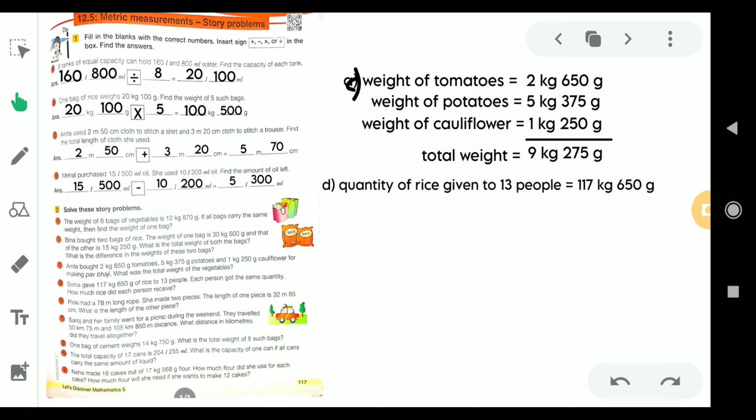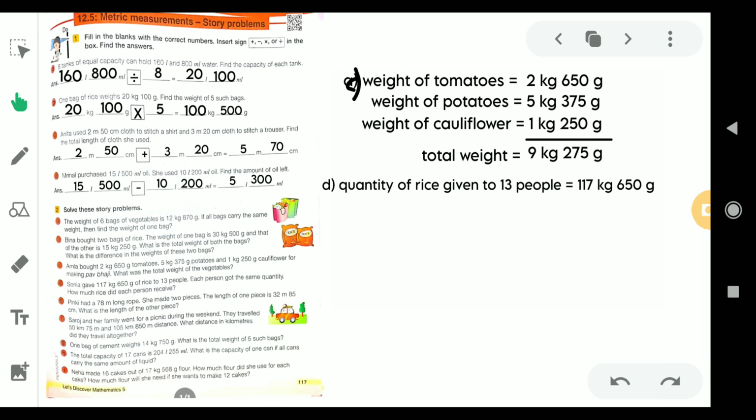by each person? So the quantity of rice given to 13 people is this much, that is 117 kg 650 gram, and the quantity of rice received by each would be, we have to divide this total quantity of rice, that is 117650 divided by 13, so that we would get the answer 9 kg 050 gram, which is nothing but 9 kg 50 gram. So this is the quantity of rice received by each person. Let's move on to the next question, that is E.